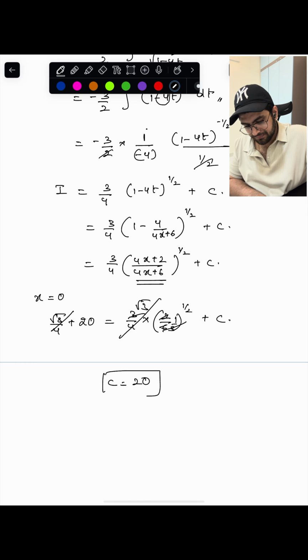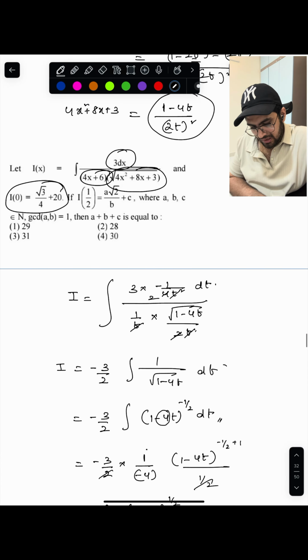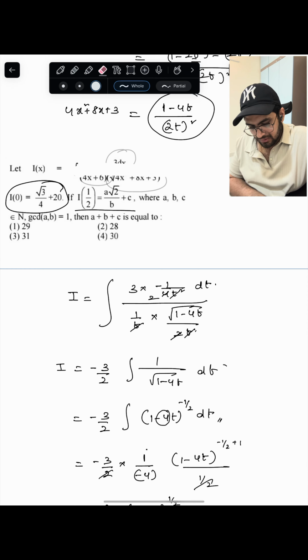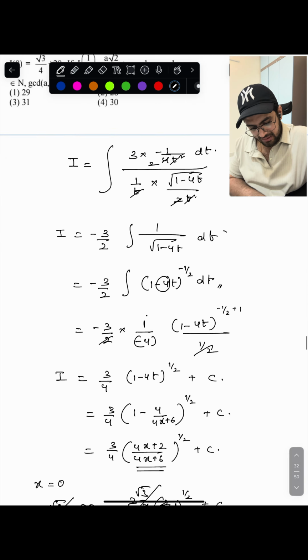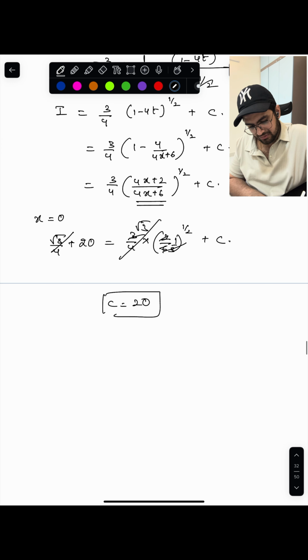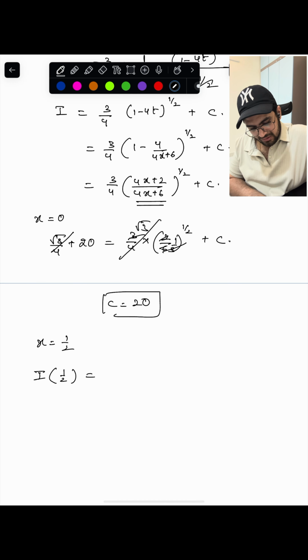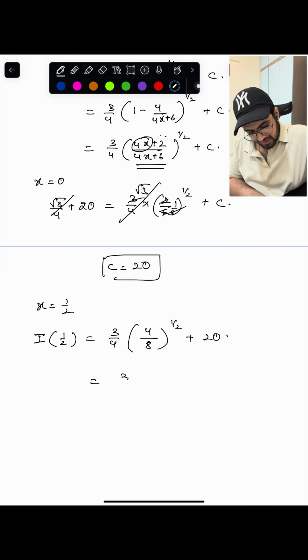So we got c. Now again what they are asking for, I of 1 by 2. So I of 1 by 2 we need to calculate. So you keep x equals 1 by 2. So I of 1 by 2 equals 3 by 4 times of, so 1 by 2 means 2 here, 2 plus 2 is 4, 4 by 2 plus 6 is 8, whole power 1 by 2, c is 20 we got. So substitute here, so 3 by, so here you can say 1 by root 2 plus 20.